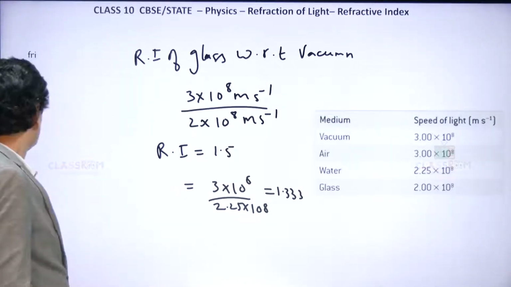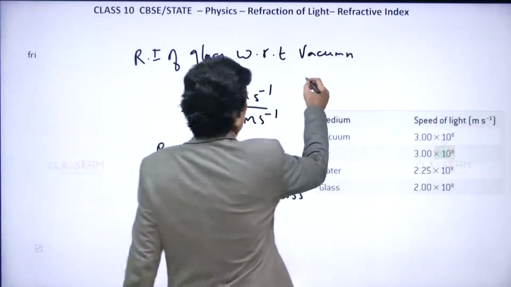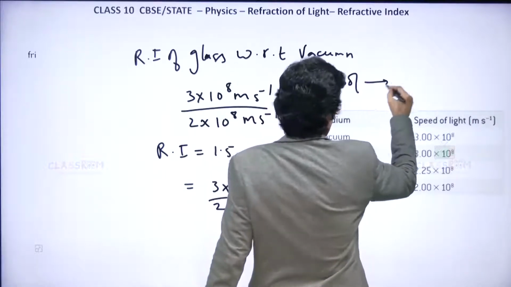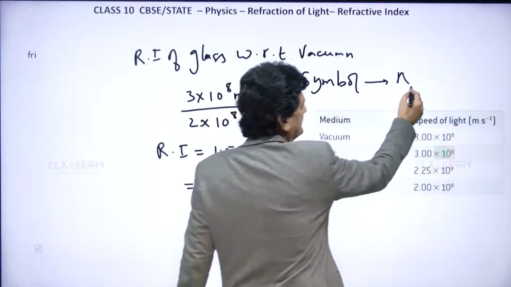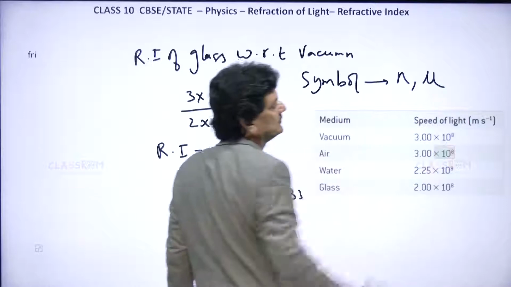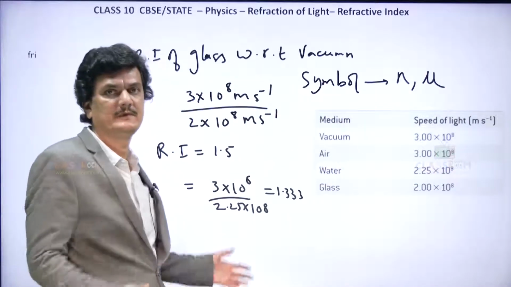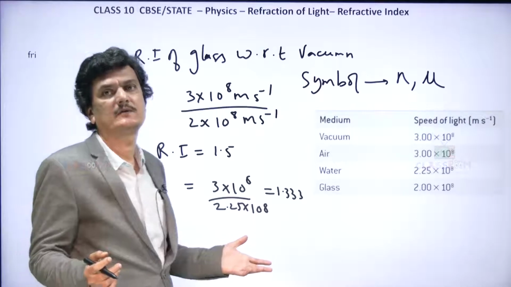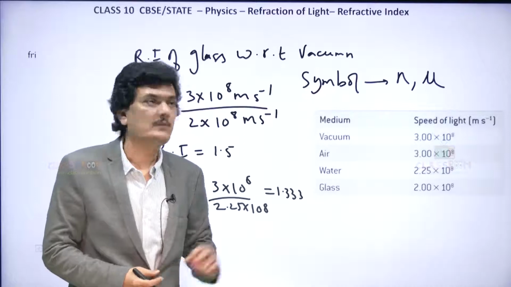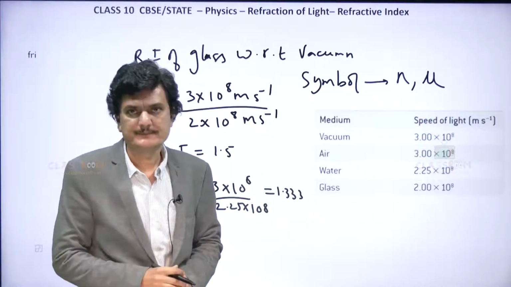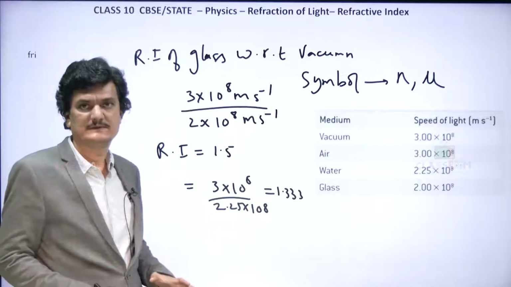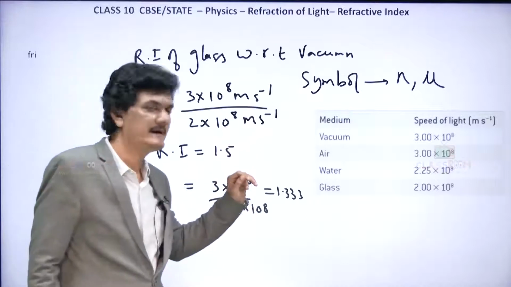The symbol of refractive index is nu. In some books it is given like this, pronounced as nu, and in some books it is given as mu. So, we will be using them interchangeably. Different boards across India are using different symbols, and both symbols are equally valid. They are internationally accepted symbols. So, the symbol is mu.